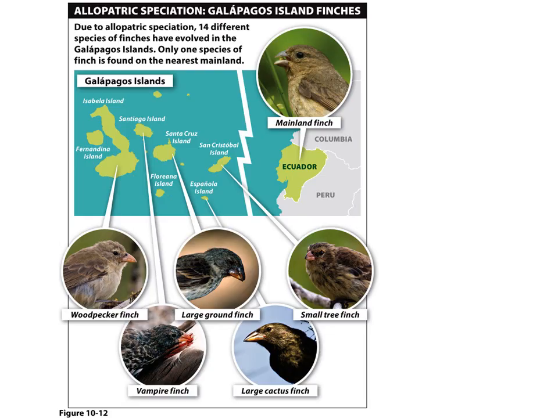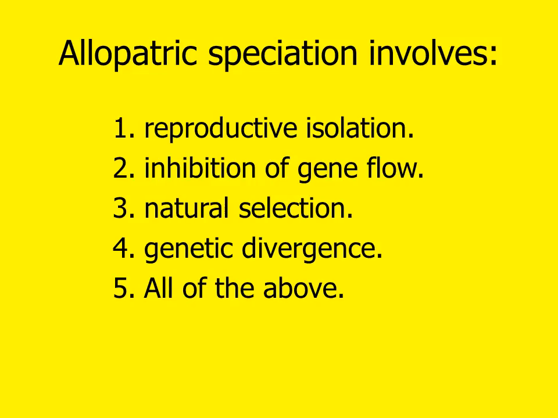Speciation is genetic divergence, which is number 4. But for genetic divergence to happen, we have to inhibit the gene flow between the two populations, and we have to have natural selection be the mechanism that's acting to adapt and result in evolution of those two different species.